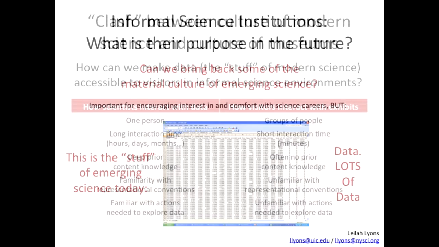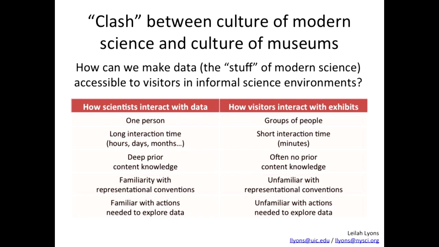So just to give you a brief overview of the nature of this culture clash between the culture of science and the culture of museums, I listed a couple of important contrasts between how scientists interact with data and how visitors expect to interact with exhibits, how we've trained them to expect exhibits to behave in response to them. Scientists, for example, it's typically one person interacting with the data, whereas in museums, people are almost always in social groups, whether it's friend groups or family groups or school groups.